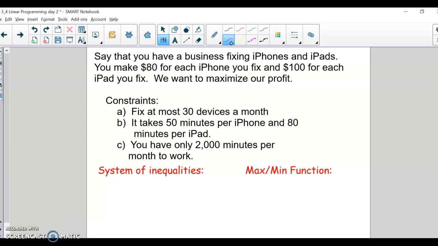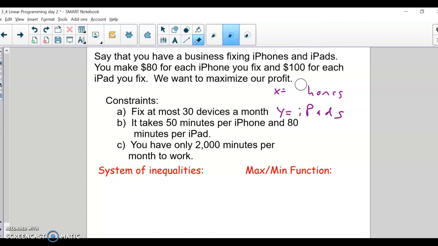All right, hopefully you had a chance to try this. So our two variables are the number of iPhones we're going to fix and the number of iPads. And again, it doesn't matter which one is which, really. You can do it the other way around. Really makes no difference.